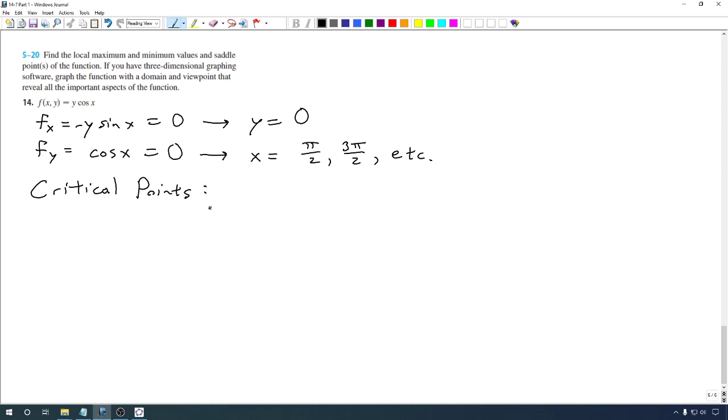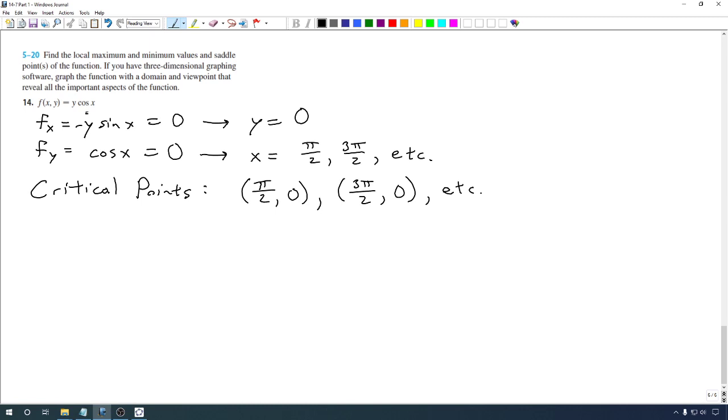But that's kind of what we expect from a trig function. All the y values are going to be 0, but the x values are things like pi over 2, 3 pi over 2, all the odd pi over 2's. Now, you might think, do we have to plug all those into D? Well, we're just going to make use of the fact that this is periodic in x.